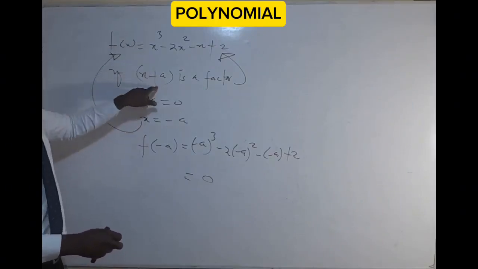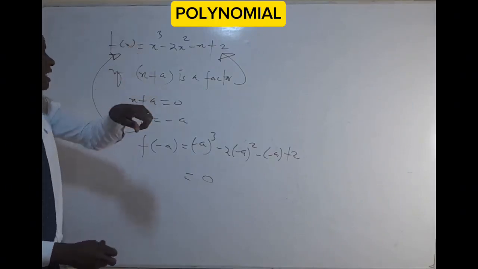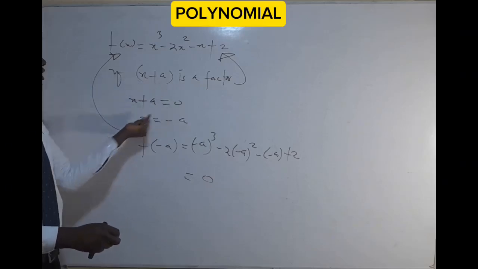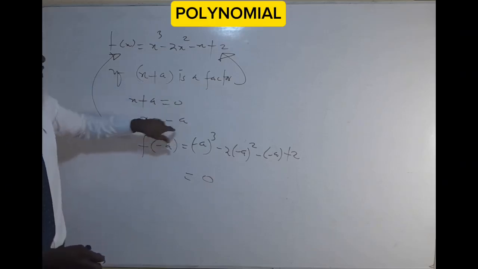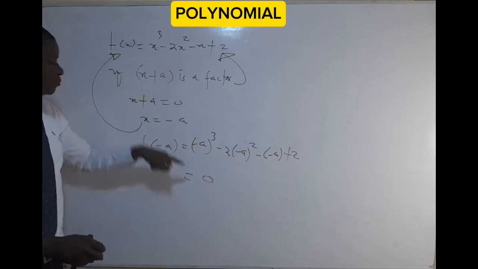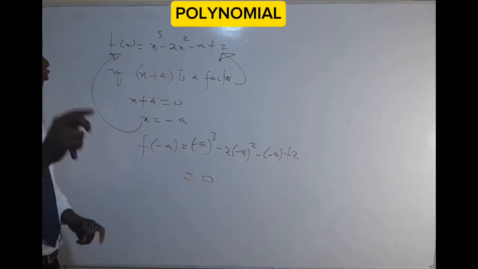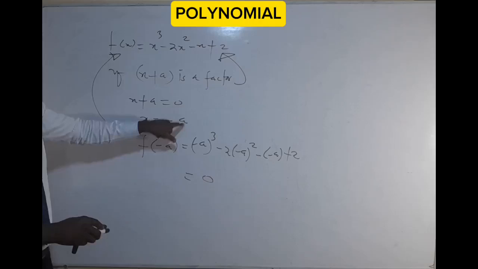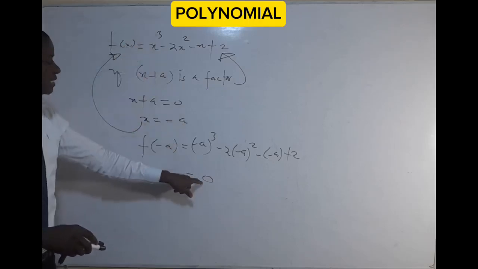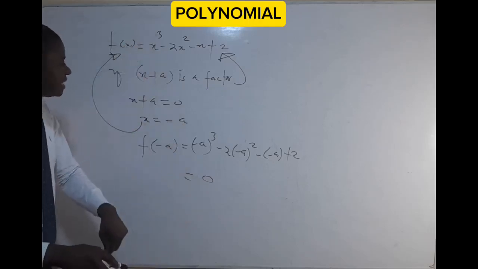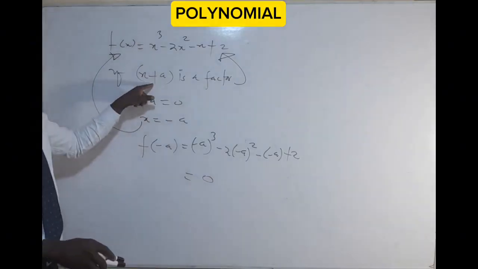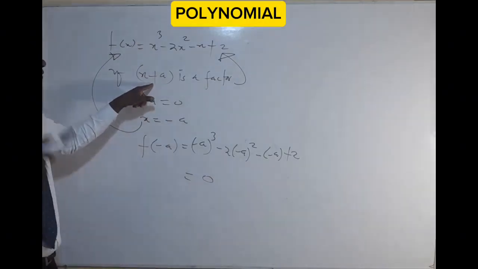So if x plus a is a factor of this polynomial, then it means that when you equate that factor to 0 and you solve for x and you take the x value you get back into the polynomial, you are supposed to get 0 as your answer. Take note, if after putting x equals minus a into the polynomial we don't get 0 but we rather get a number, it means that it is not a factor. You need to understand that.